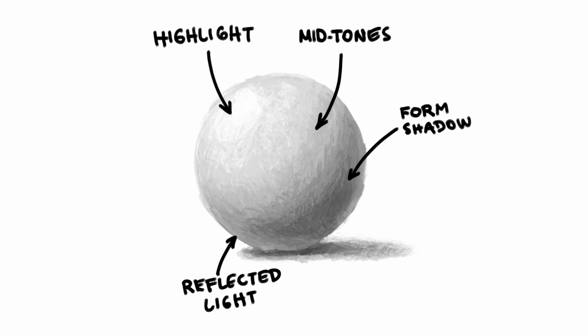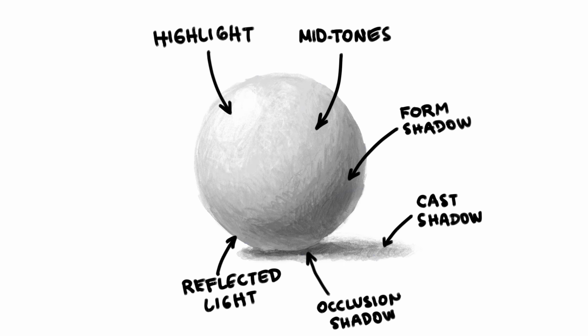Notice that it's also casting a shadow onto the floor. This is called the cast shadow. And the darker part directly beneath, where light can't reach, is called the occlusion shadow.